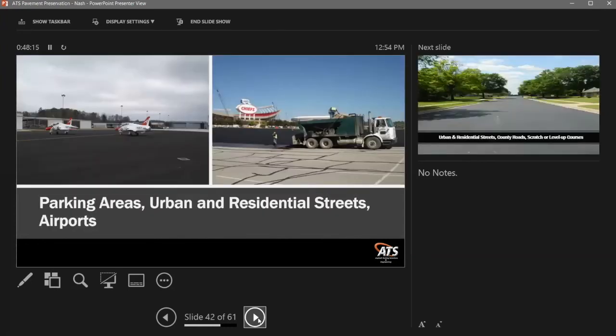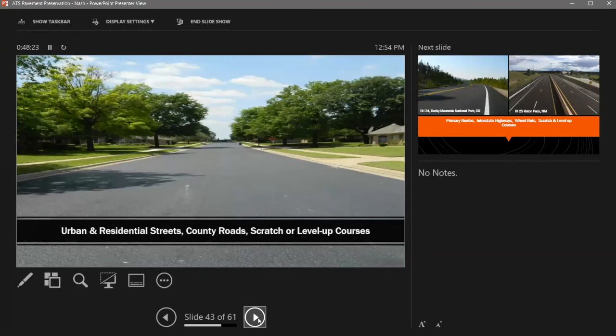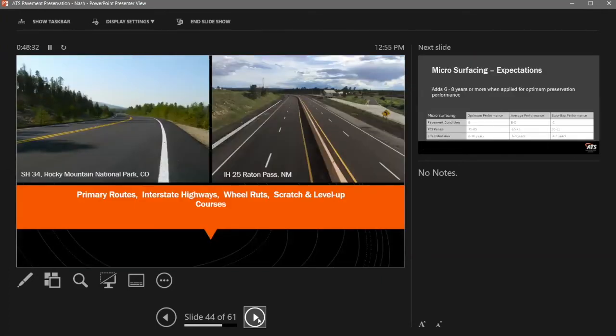Micro can be used almost anywhere: parking areas, urban and residential streets and airports. You're also looking at a nice microsurface on a county road, maybe even used as a leveling course. Some places have even used it in as high of traffic areas as some of the interstates. So you've got to think that's a pretty heavy duty mix if it was originally developed for an Autobahn in order to help rehab some of the rutting.